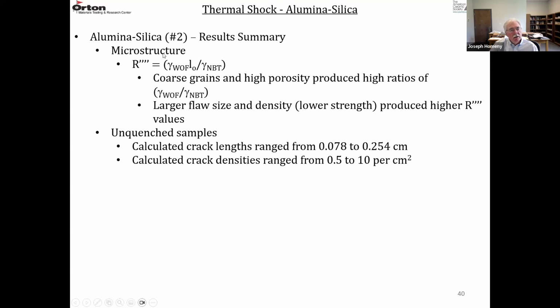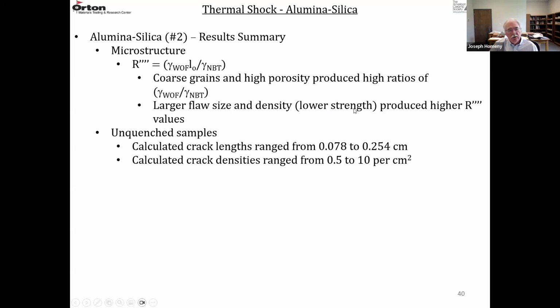So in terms of the microstructure in these experiments, the higher the ratio of these two surface energies, work of fracture to the notch beam technique, the better the thermal shock resistance. So these materials with a high ratio tended to have coarse grains and high porosity. So they had a larger flaw size and a larger flaw density.